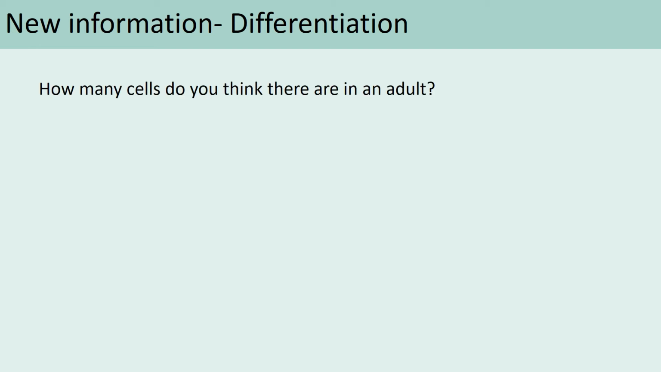Right, differentiation. A couple of interesting facts that you do not need to write down, but something to think about, and this will be relevant to differentiation. How many cells do you think there are in an adult? Do you think there's hundreds of cells that make us? Or do you think that there's thousands of cells? How many do you think make up an adult?